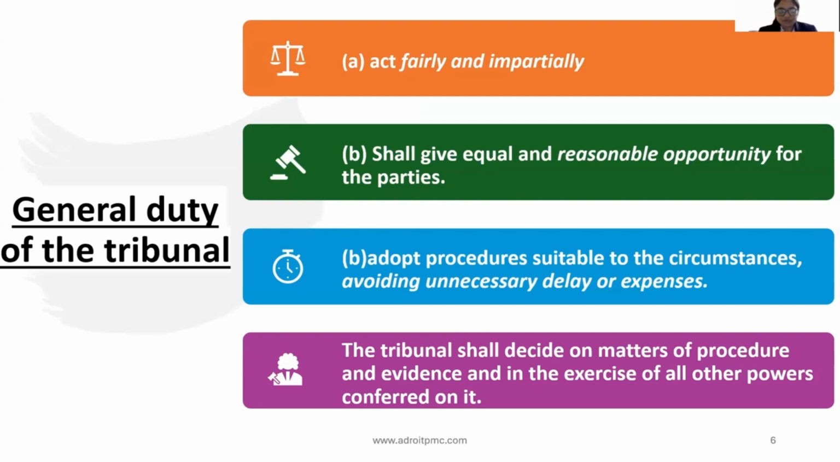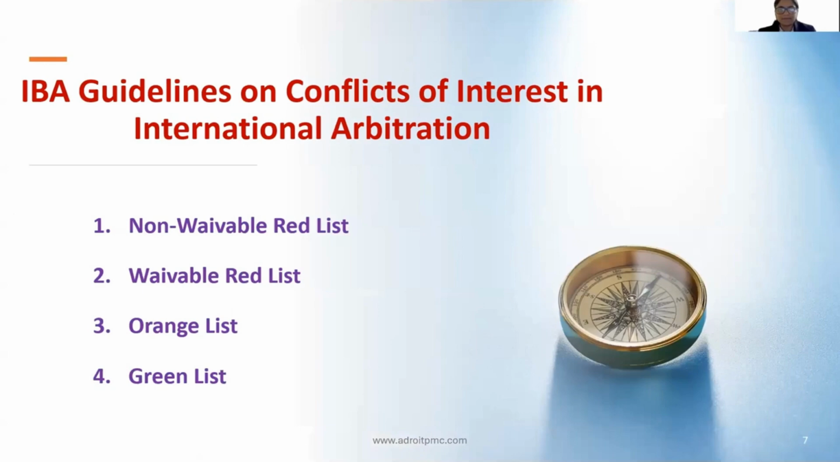Next is the general duty of the tribunal. The Arbitration Act of UK defines this. The tribunal has to be fair and impartial. It should not favor one party and should not be biased against another party. And he should give equal and reasonable opportunities to both the parties. He has to make sure of this, because if it is not followed, then the party who is suffering could challenge the arbitration award by the arbitrator. And he should not unnecessarily delay the process and the expenses. He should not increase the expenses. And he can decide on the matters of evidence and other procedural things if the parties are not mutually agreeing on those matters.